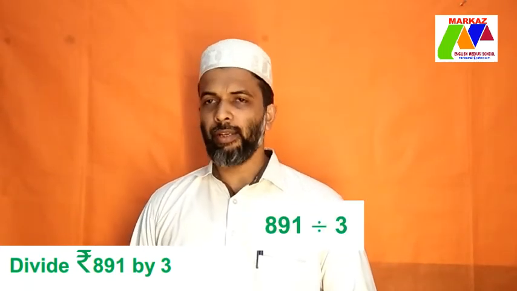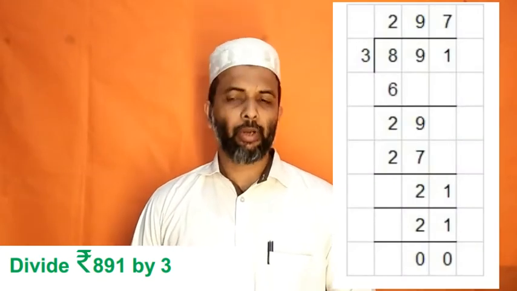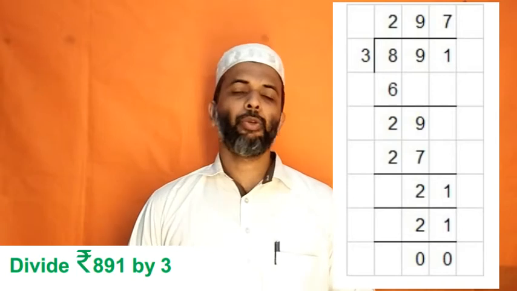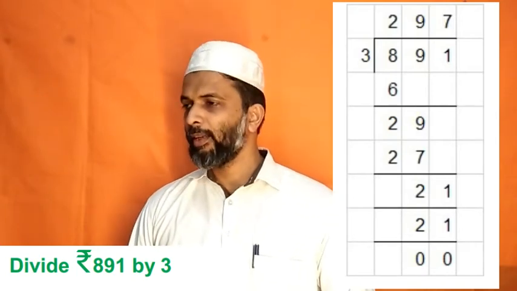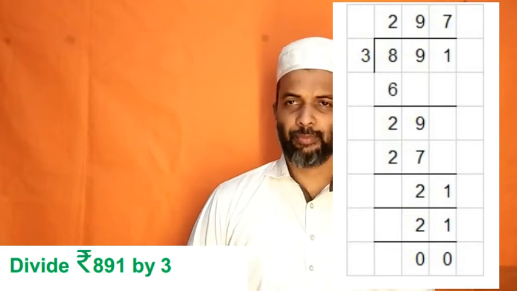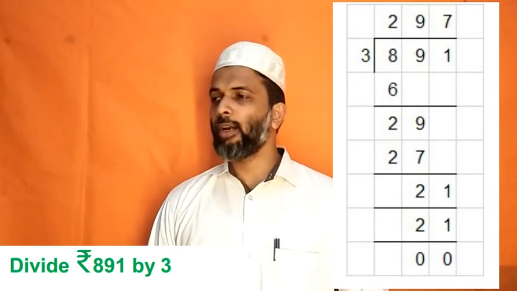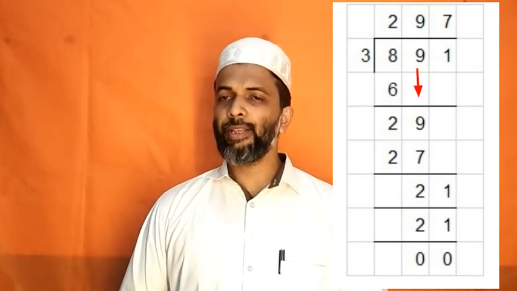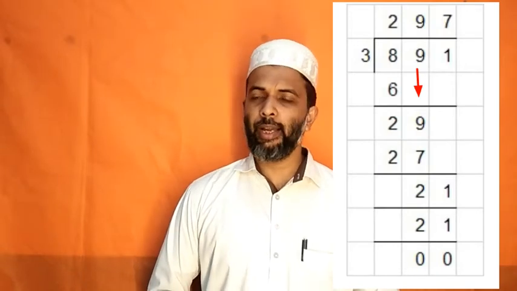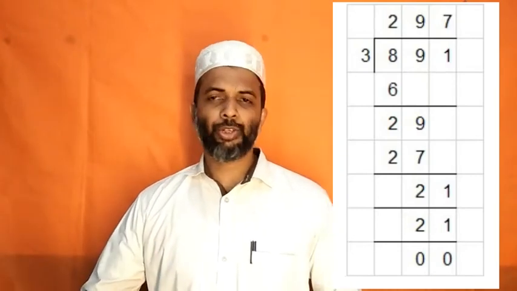891 divided by 3. How many 3's in 8? 2 times. Then multiply 2 into 3 is equal to 6. Then subtract 8 minus 6. Difference is 2. 2 is less than 3, so bring down the next place. Now the dividend is 29. How many 3's in 29? 9 times. Then multiply 9 into 3 is equal to 27. Then subtract 27 from 29. Answer is 2. 2 is less than the divisor, so bring down the next one.